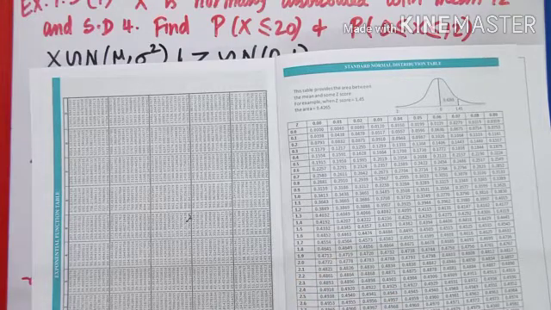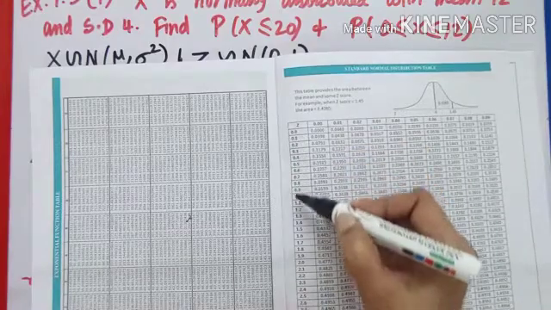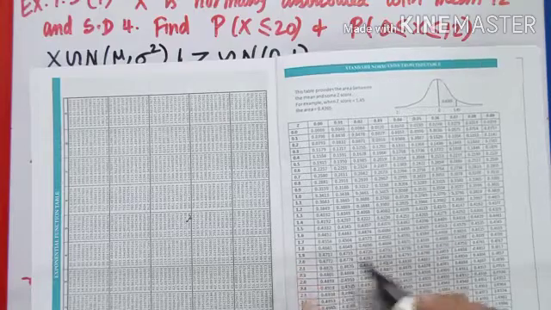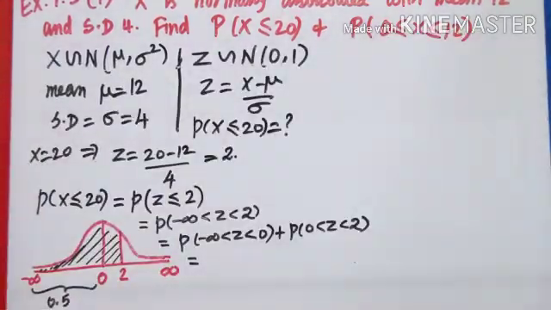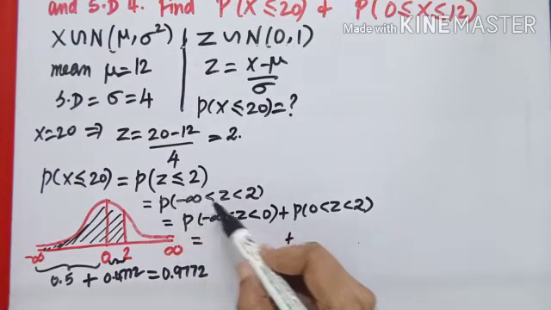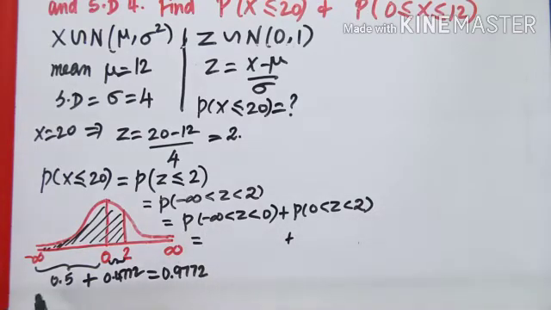Now what is my question? 2. So keep on checking. 2 is coming here under 0. My answer is 0.4772. 0.4772 is for 0 to 2. Add and tell the answer. We want both together. So if I add it from here to here, it is 0.5. 0 to 2, it is 0.4772. Total 0.9772. Those who find this difficult to write, you can use the shortcut method.